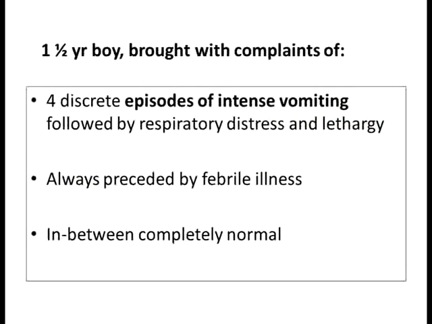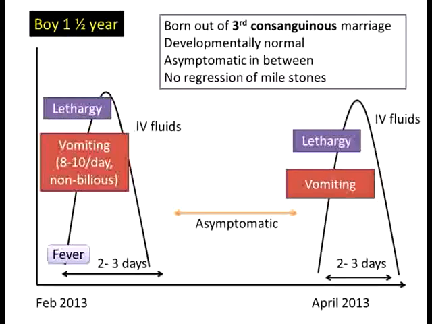So our case is a 1.5 years old boy who was brought with complaints of, actually he has a history of 4 discrete episodes of intense vomiting, which was followed by respiratory distress and lethargy. And when this event subsided, he was in between completely normal, and this event was always preceded by a febrile illness. So let's go through in detail how these events had gone.